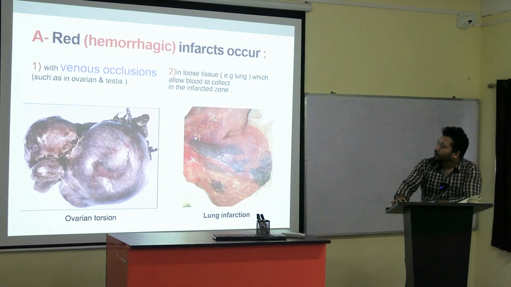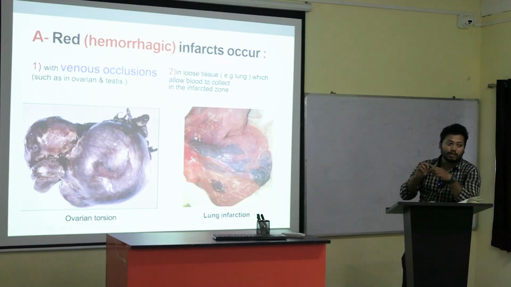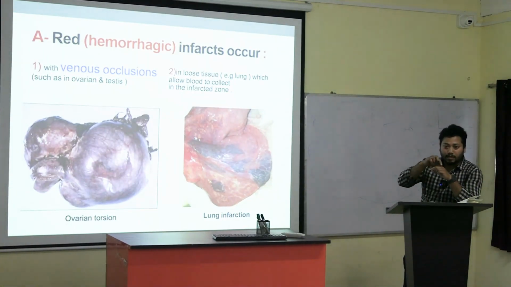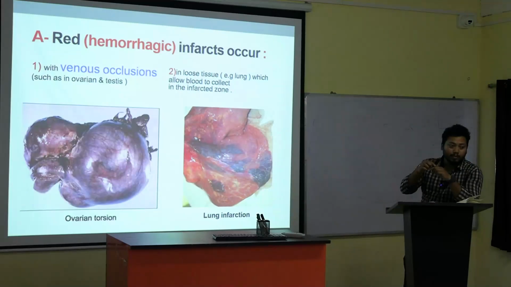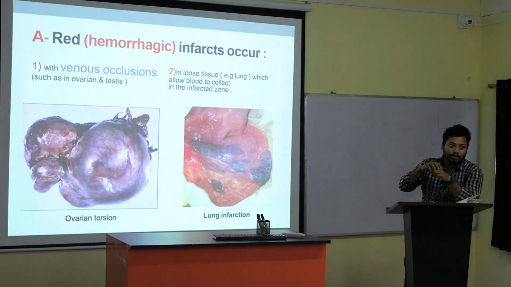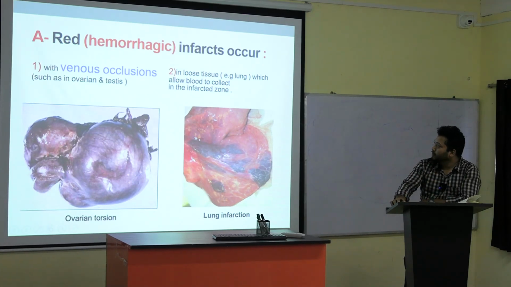Red infarct with venous occlusions. In ovarian torsion, the ovary gets twisted, and with it the blood vessels locally supplying the organ also get twisted, and that is why the blood flow to the organ gets limited, and gradually the ovary becomes necrosed. Then in loose tissue, for example the lung, which allows blood to collect in the infarcted zone.